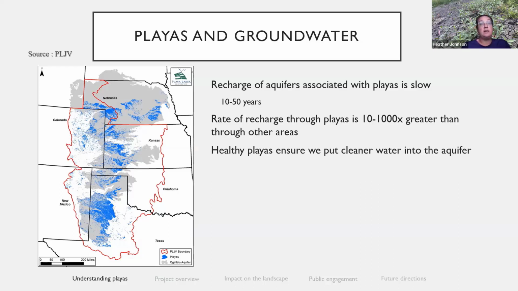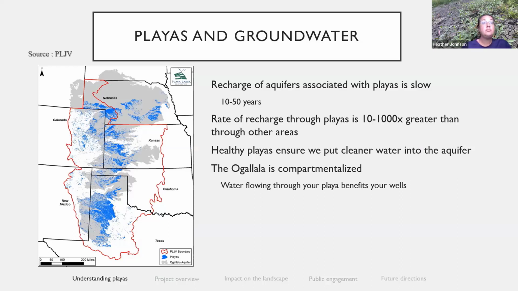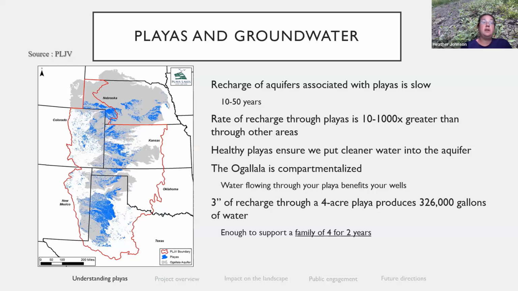Healthy playas, which we'll talk about more later, ensure that the water is cleaner before it enters the aquifer. In our region, the Ogallala Aquifer is pretty compartmentalized. So when we have recharge through a playa on a person's property, that recharge pretty much stays within that area. And then recharge rates: a 3-inch rainfall on a 4-acre playa will provide an acre-foot of water, which is 326,000 gallons annually. That's enough water for a family of 4 for 2 years.